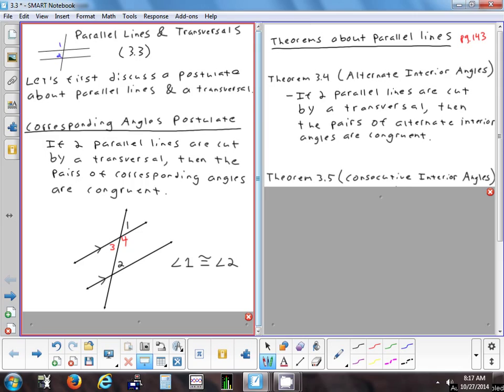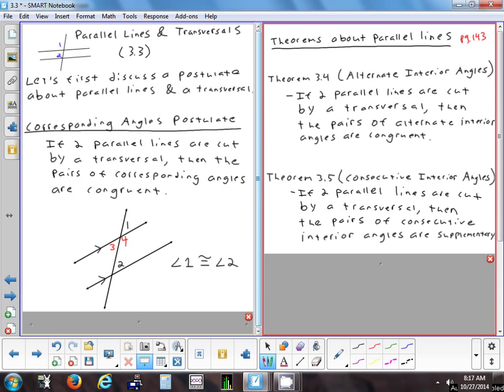Do 2 and 4 look like they're the same measure? No. But they would add up to 180. They do. They add up to 180 degrees. Yep. And we'll prove that as well. So if you have two parallel lines cut by a transversal, then the pairs of consecutive interior angles are supplementary.